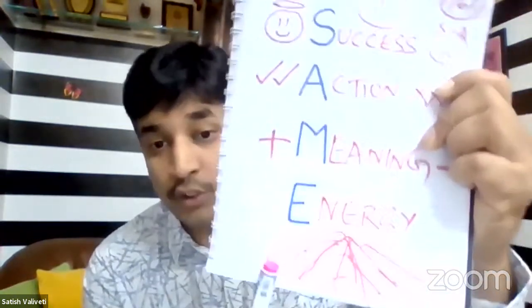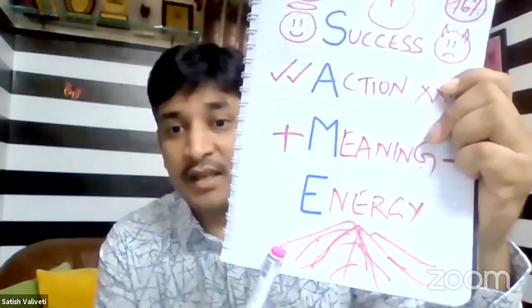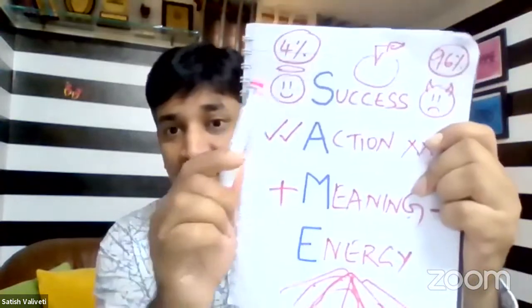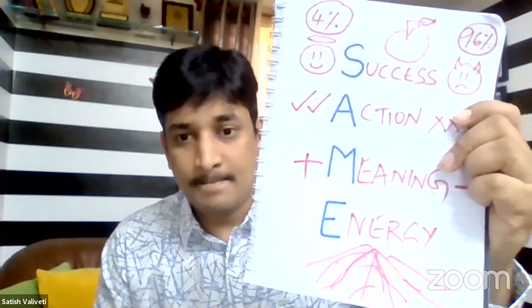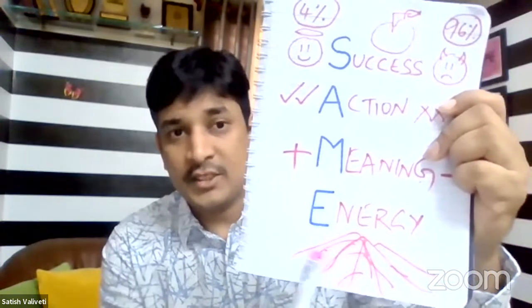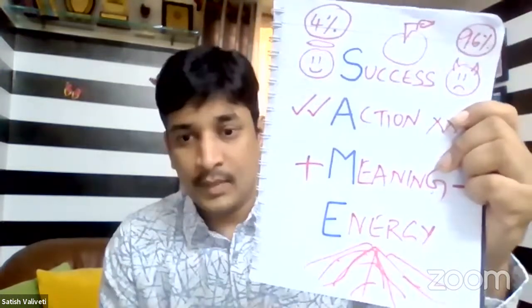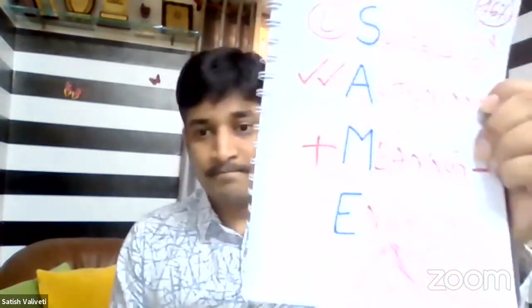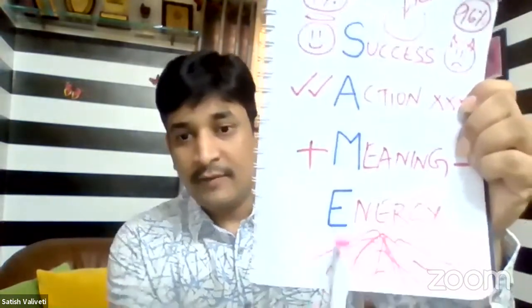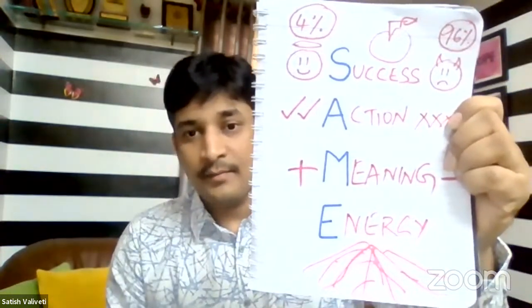If energy is the root, success is the fruit. That's how you understand this. If energy is the root, success is the fruit. I repeat, if energy is the root, success is the fruit. That's how we understand it. If energy is the root, success is the fruit. Making sense? Let me give the example.